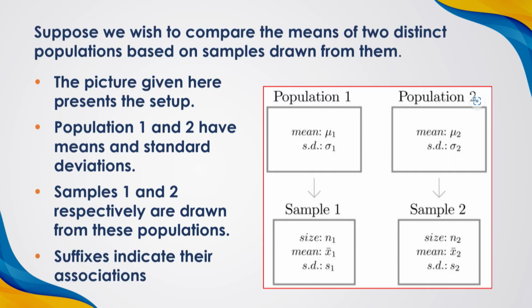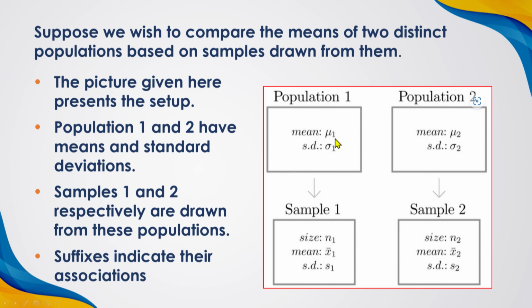Suppose we wish to compare the means of two distinct populations based on samples drawn from them. The picture given here presents the setup. Here there is a population 1, population 2. From each population a sample is drawn. Population 1 and 2 have means and standard deviations. Samples 1 and 2 respectively are drawn from these populations. Their mean and variance are shown with some suffixes.